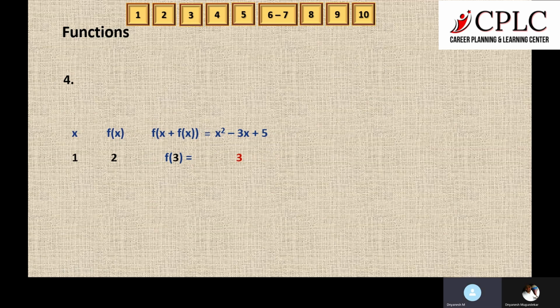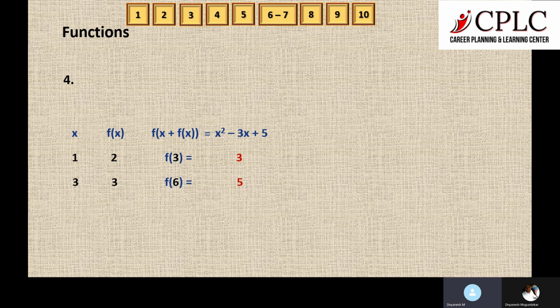Similarly, in the next step, now because you have the value of f of 3, substitute the value of x as 3 again in the original function. Whenever you substitute x as 3, f of 3 is again 3, which we have calculated in the previous step. 3 plus 3, it becomes 6. And substitute on the right side as well x as 3. After that calculation, you get the answer of f of 6, which is 5.